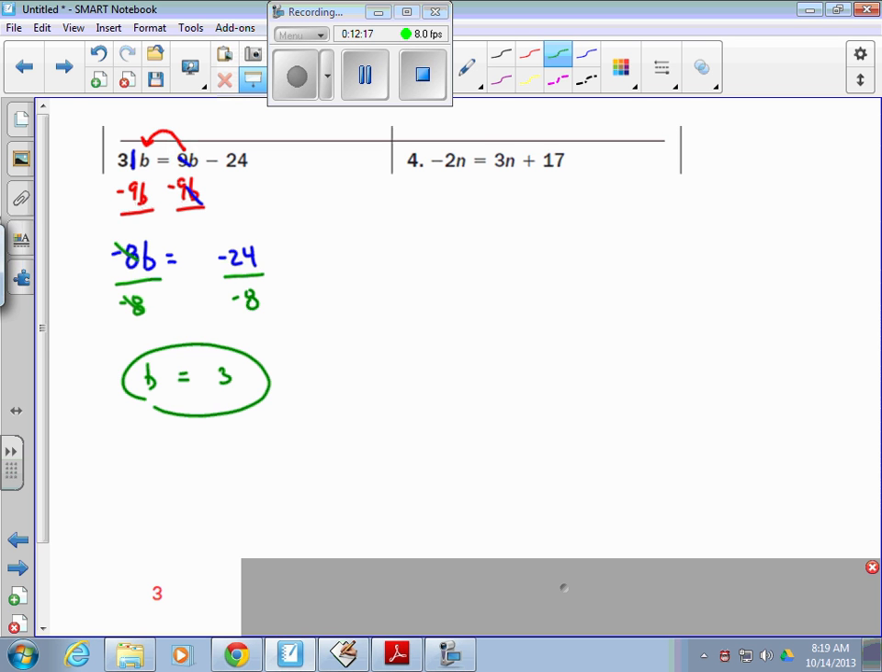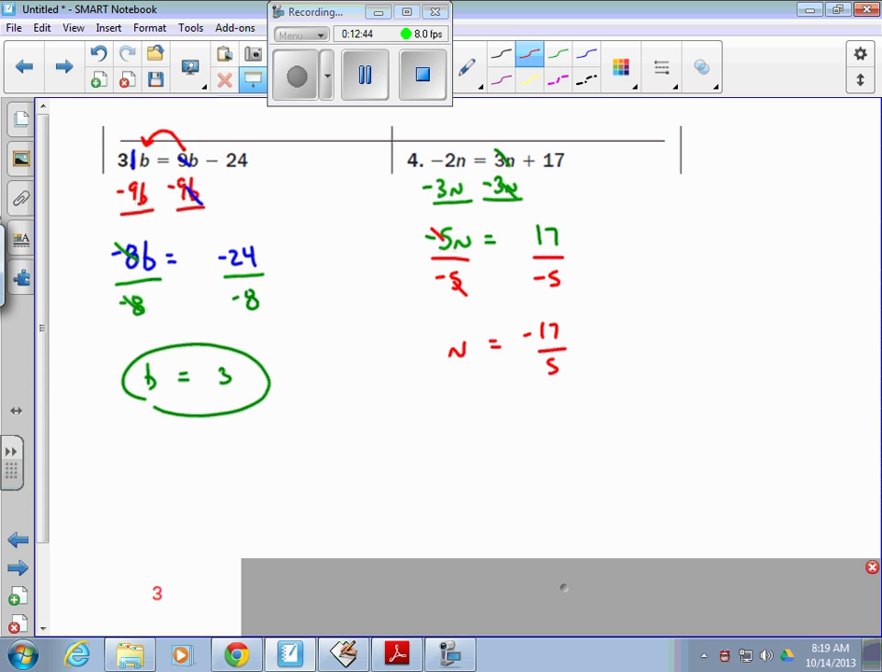Get rid of positive 3n by subtracting it. If you subtract it from the right, subtract 3n from the left. Now, negative 2 minus 3 leaves you with a negative 5n equals, these will cancel, positive 17. So undo negative 5 times n by dividing by negative 5. Do likewise to the right. n equals, because these will cancel, n equals negative 17 over 5.